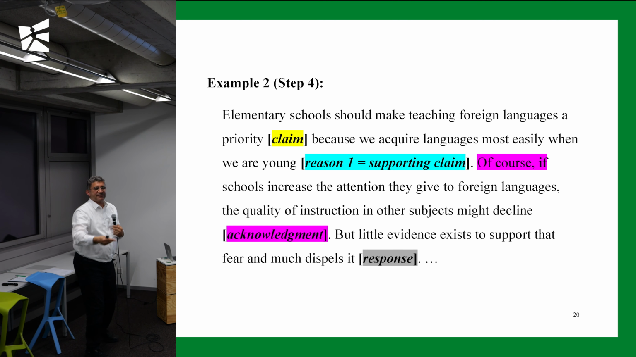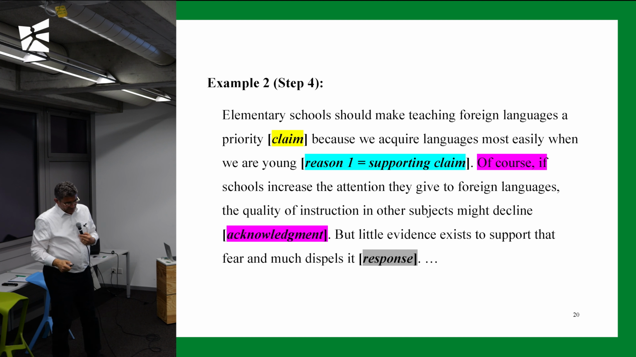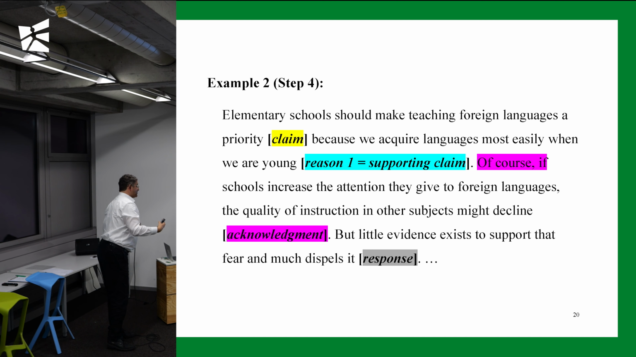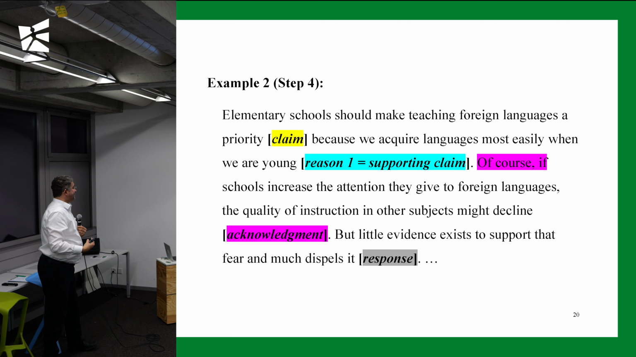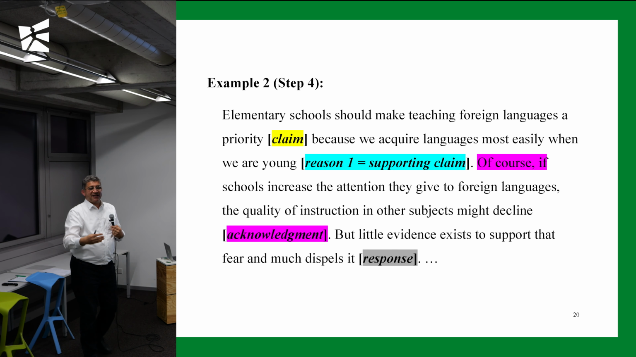I acknowledge the fact that the reader might object to the prioritizing of foreign languages. Okay. Then I say, my response is, but little evidence exists to support that fear, and much dispels it. It's a response, but again, as you can see, I just have two claims, no more. So I basically have to go back into, why am I saying this? What evidence supports this?